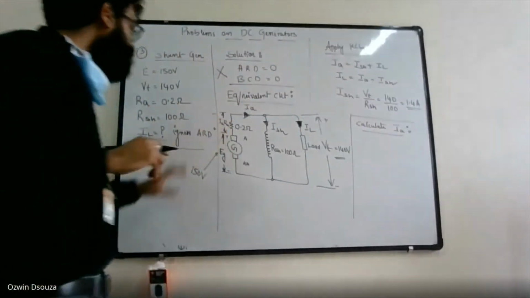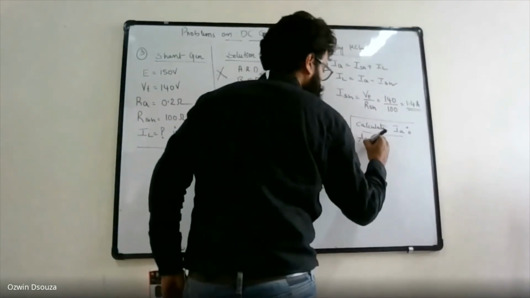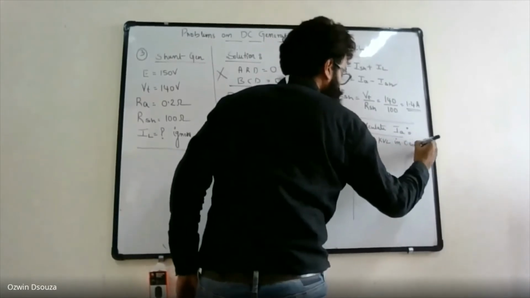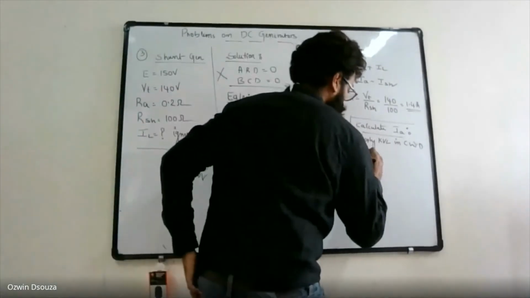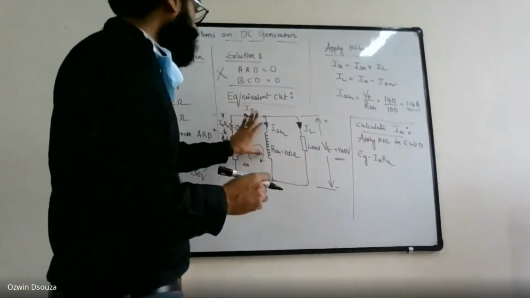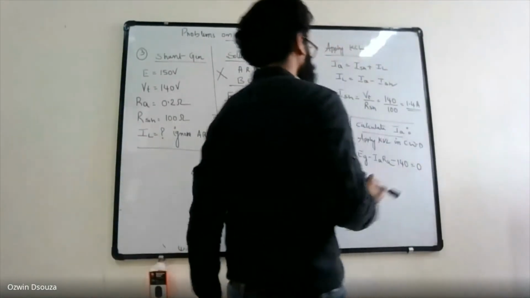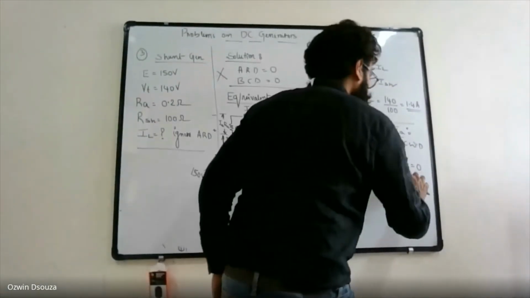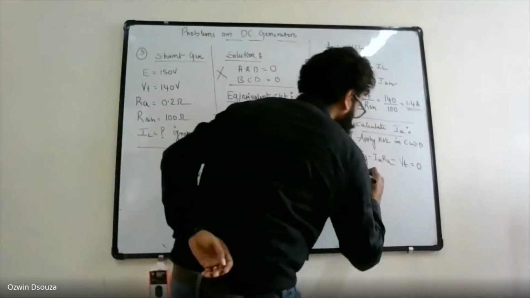To calculate IA, you can apply the KVL. So apply KVL in the clockwise direction. What do you get? EG minus IA RA, and then the drop across this, which is nothing but 140, is equal to 0. I'm not considering brush drop and armature reaction drop. I'll write VD, and later let me substitute. So you can rearrange this equation to get the value of IA.